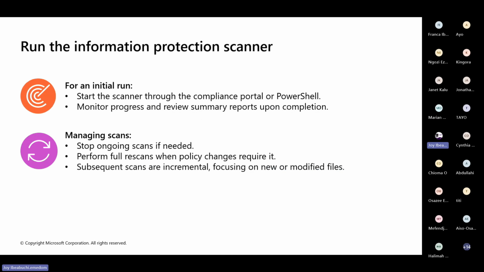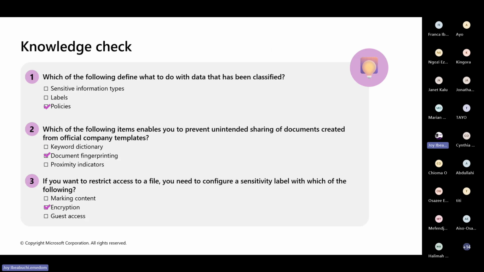Any questions so far? And finally, how do you do this? Like I said, it's a whole project on its own, where you run what we call the information protection scanner, then you point it to the locations, and you'll be able to do the scan and get feedback. So let's just do this quick knowledge check, and then I'll go back to show you how to publish the sensitivity labels, and that will be all for today.